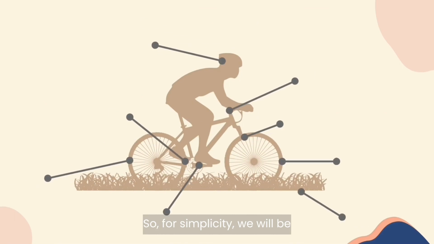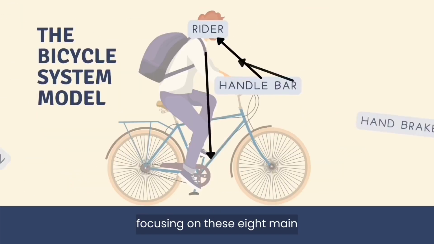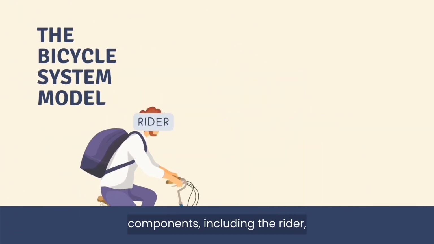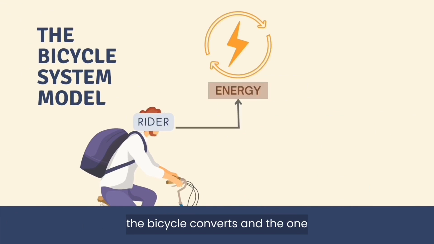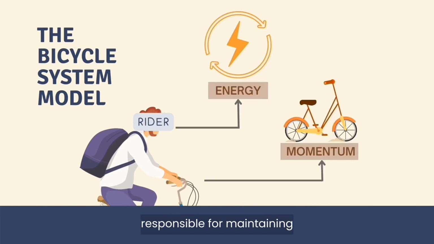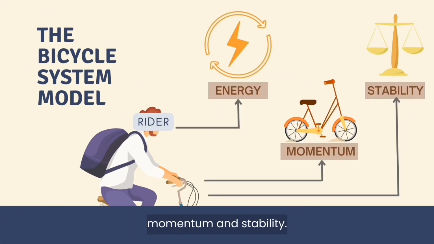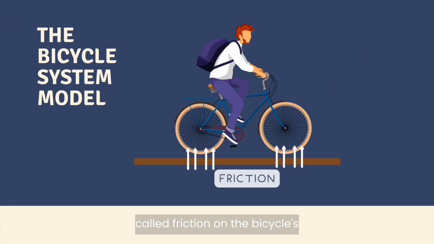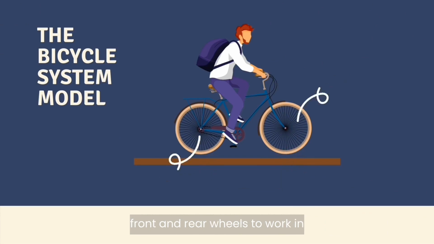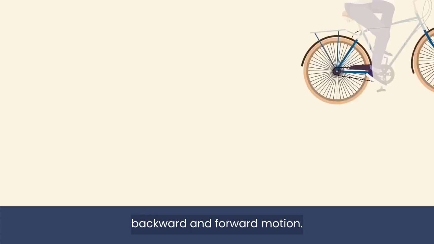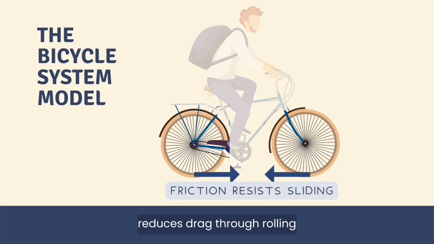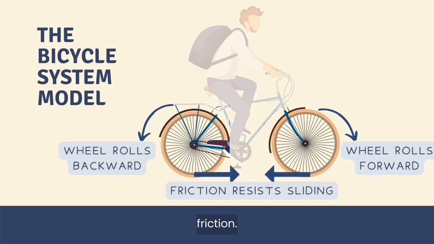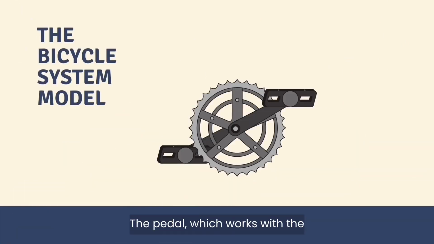So for simplicity, we will be focusing on these 8 main components, including the rider, which possesses the energy that the bicycle converts, and the ground, responsible for maintaining momentum and stability and for preventing the bicycle from slipping by exerting a force called friction on the bicycle's front and rear wheels to work in backward and forward motion. The front and rear wheels reduce drag through rolling friction.